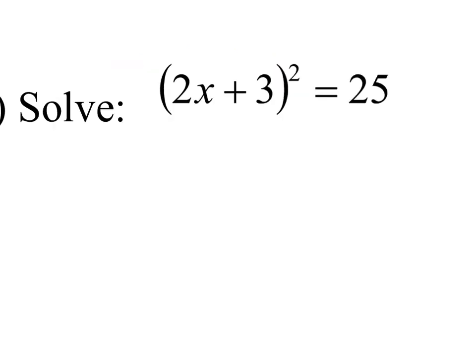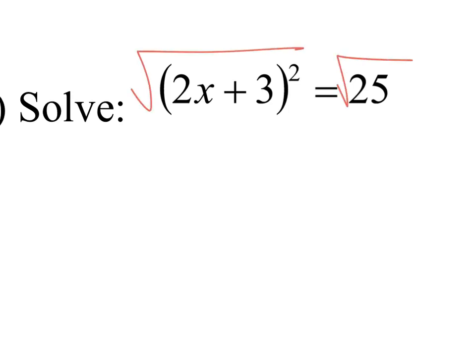Question 3 asks us to solve, and I know that means that we need to get x by itself. And to start, what we're going to have to do is simplify the left side of this equation. And we've got to get 2x plus 3 by itself, because I can see that right now it's squared. So how do we do that? Well, we're going to take the square root of both sides.